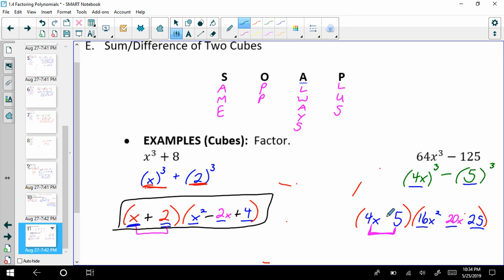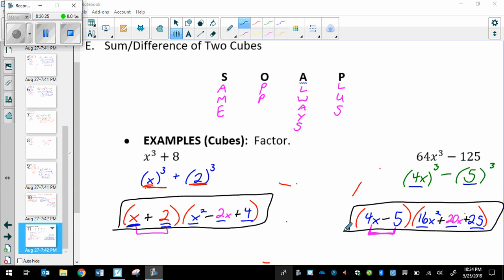And now the operations. The first sign is the same as what it was in the problem, subtraction. The next sign is opposite. And the final sign is always plus. There is the factored form. So lots of factoring, but hopefully there's a couple of tricks in here somewhere that helps you out.